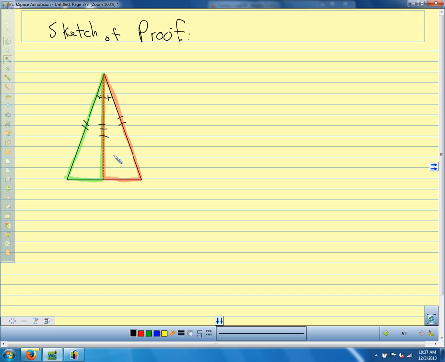And what do we call it when things are congruent to themselves? The what property? Reflexive. So this bisector is congruent to itself. So these two triangles are congruent by what theorem or postulate? Side, angle, side. So they're congruent by side, angle, side.